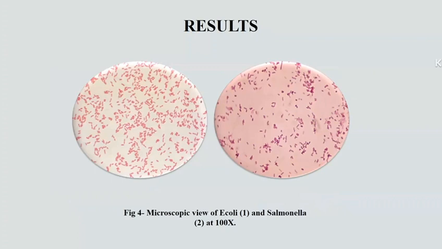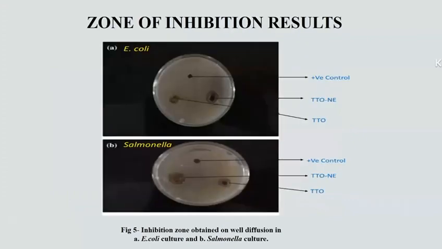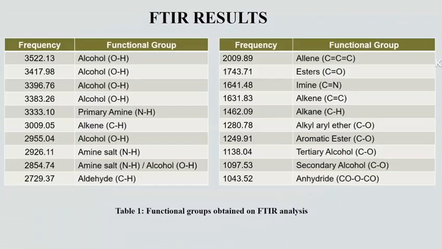So for our E. coli and Salmonella bacteria, we performed gram staining, and this is the view of E. coli and Salmonella at 100x under the microscope. And as for the zone of inhibition tests, which were obtained by the well diffusion method, for E. coli and Salmonella, we can clearly see that the tea tree oil nanoemulsion has a large inhibition zone when compared to the positive control and tea tree oil. In this case, the positive control is water.